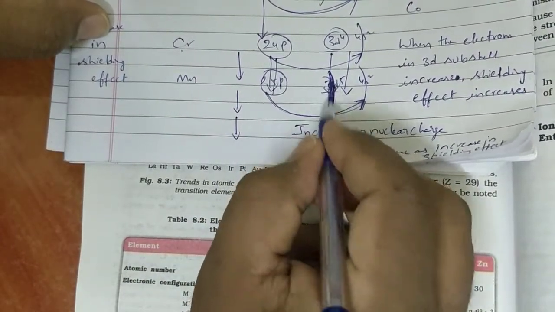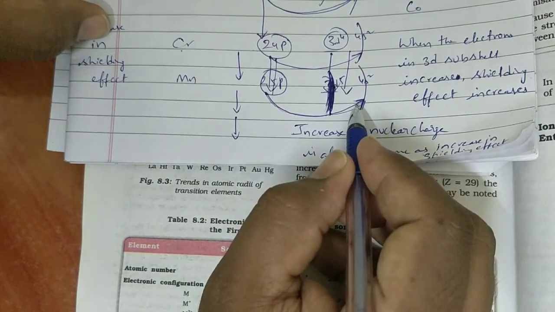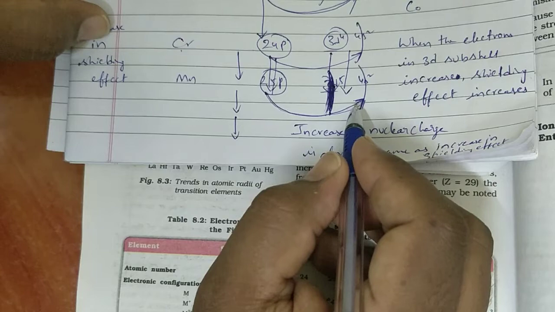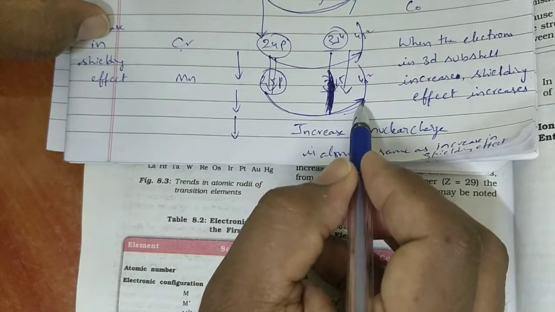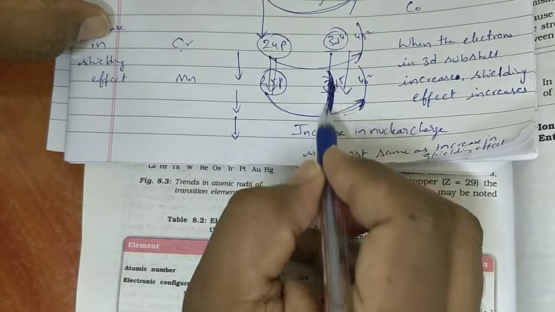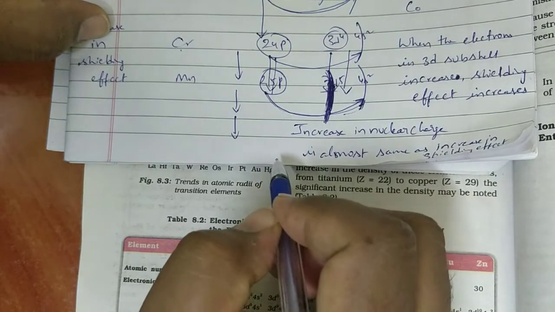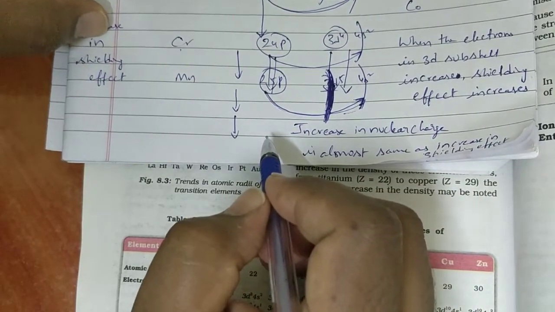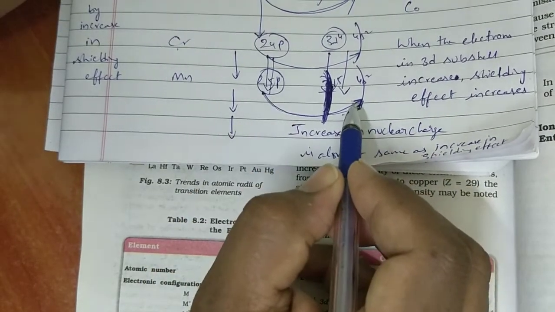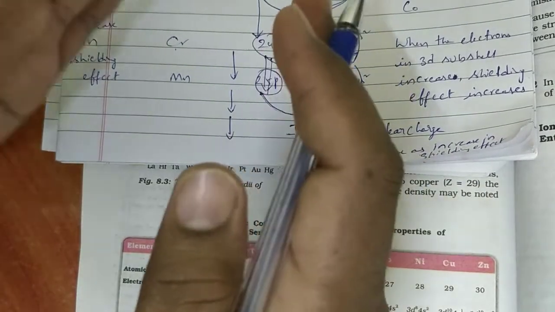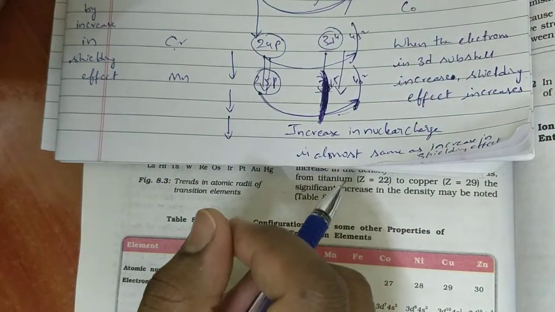When this is acting like a very good shield, this nucleus cannot hold the outermost electrons easily. This is because the attraction between nucleus and outermost electrons is disturbed by these electrons. That is only the shielding effect. When that shielding effect dominates nuclear charge, the nucleus cannot hold the outermost electrons. So outermost electrons are a little bit away from the nucleus, then the size of the atom increases.